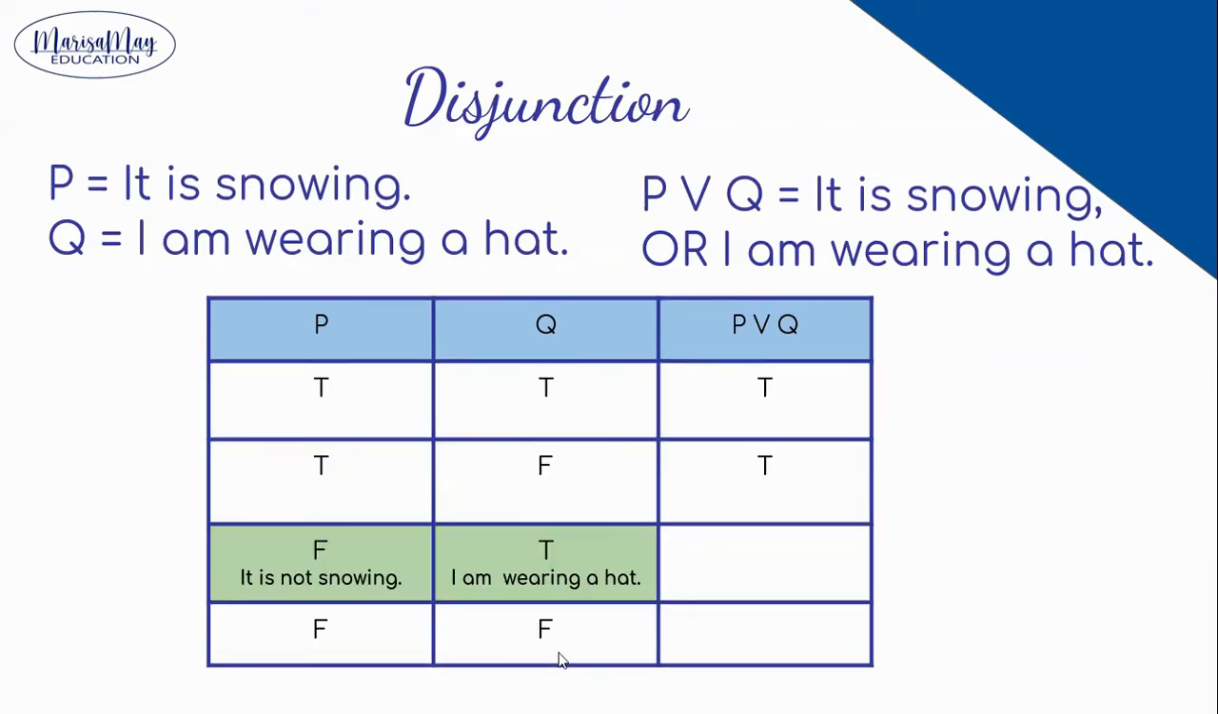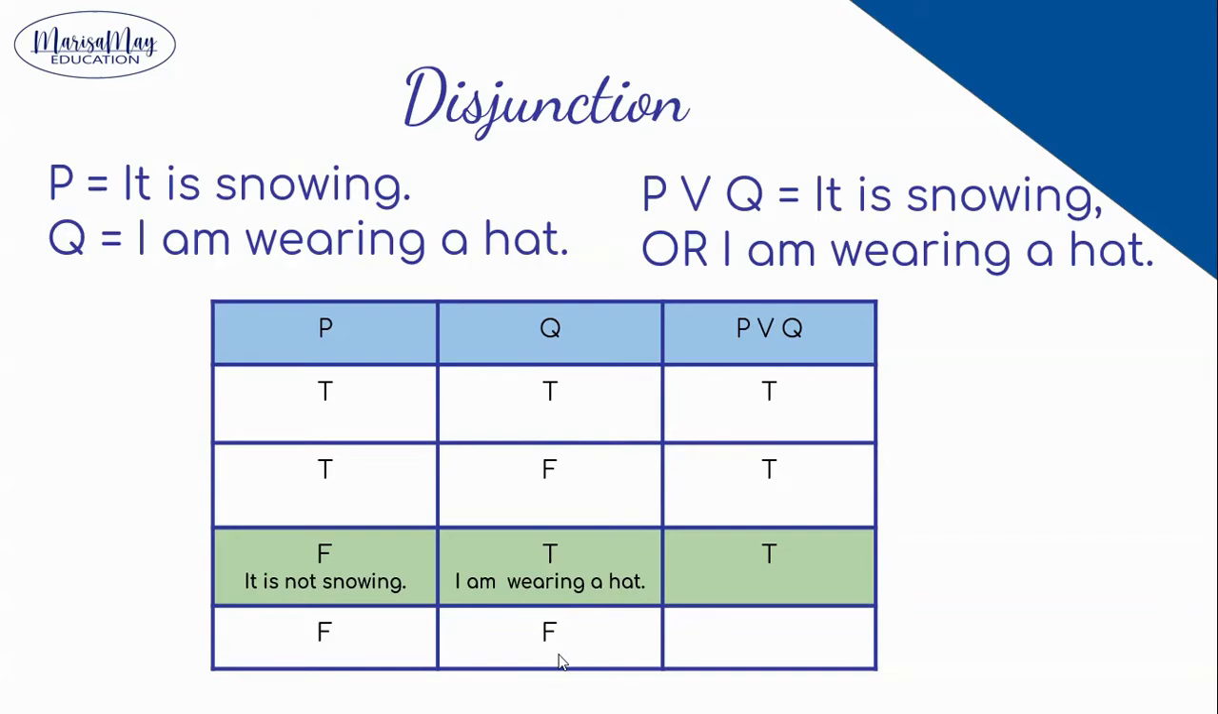Let's look at the third scenario. So this time P is false. It is not snowing. And Q is true. I am wearing a hat. So the statement P V Q, "it is snowing or I am wearing a hat," is still true because I'm wearing a hat. Even though it's not snowing, I just need it to be true for one of them. Either it's snowing or I am wearing a hat. So I know this statement is true also.